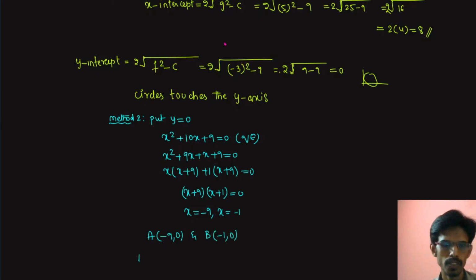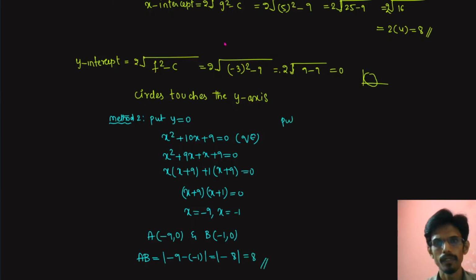So get the distance AB. AB will be the x-intercept. So this will be the modulus of minus 9 minus of minus 1. Okay, that will be minus 8, so that will be 8. So the answer will be the same.